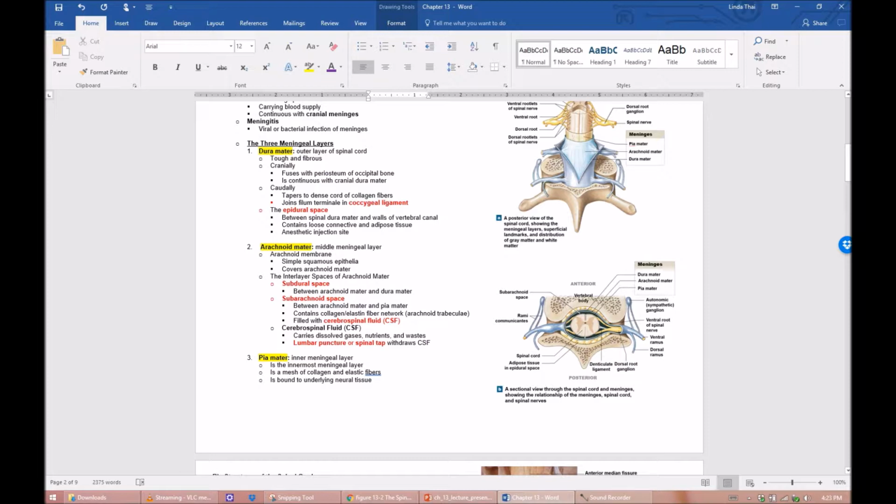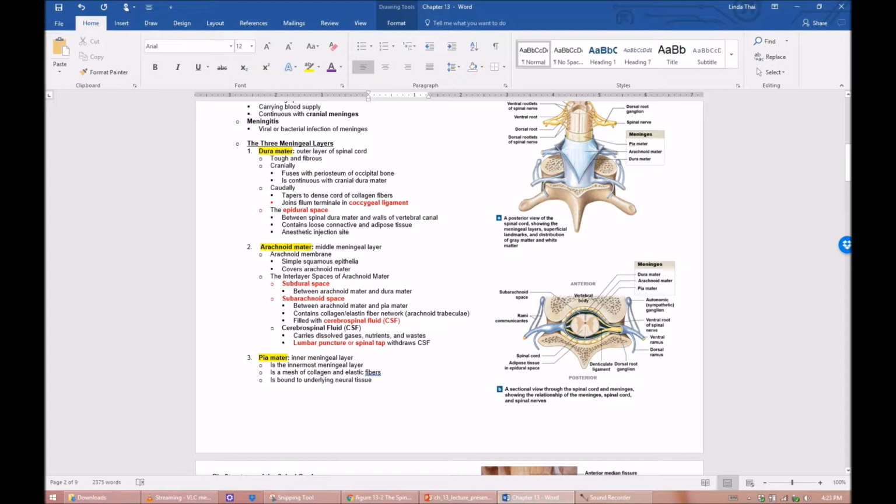The second layer is the arachnoid mater. This is the middle meningeal layer. Arachnoid means spider. The arachnoid membrane is made up of simple squamous epithelia, so you know that a lot of diffusion is going to happen in between this epithelium. It covers the arachnoid mater, and we have spaces inside the layers. The first one is the subdural space. Sub means below, dural means the dura mater, so below the dura, between the arachnoid mater and the dura mater. The subarachnoid space is below the arachnoid.